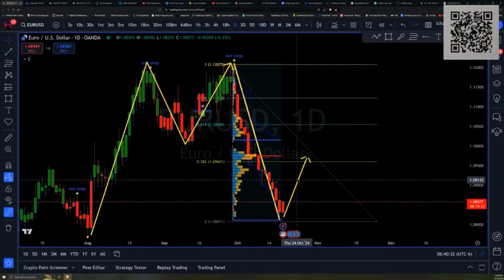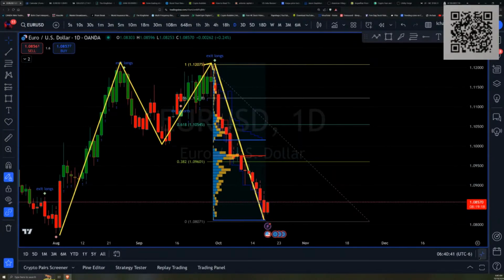So this is just kind of a high time frame look on the euro. This is a solid look. This is very, very likely what's going to happen. So what I would then do is I would go to a lower time frame.